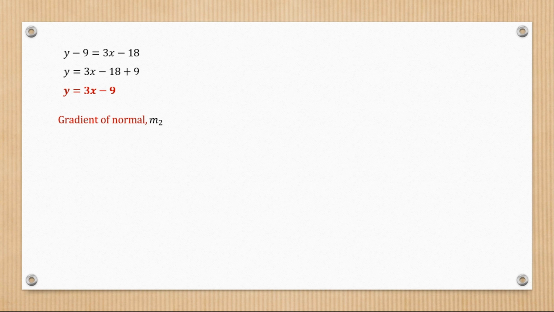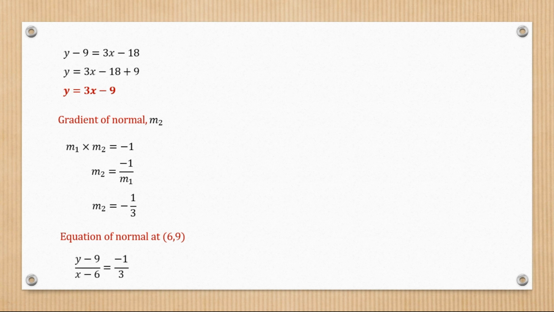Alright, so next, let's look at the gradient of the normal, m2. You can find the gradient of the normal m2 from the formula m1 times m2 is equal to -1. So m2 is equal to -1 over m1, but we know what m1 is. m1 is 3. So m2 is equal to -1/3. So now, therefore, the equation of the normal at point (6, 9) can be written as (y - 9)/(x - 6) being equal to m2, or -1/3.